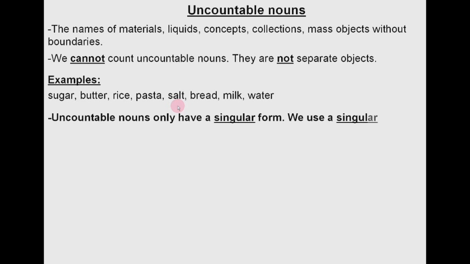And very, very important is the rule that uncountable nouns only have a singular form. And since the noun is only singular, we must only use a singular verb. Very, very important. Example. The pasta is very nice. It is only singular, so the verb must be singular.